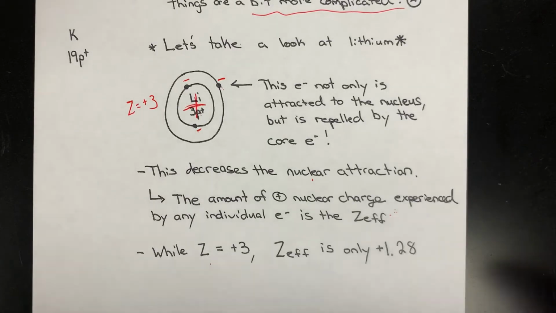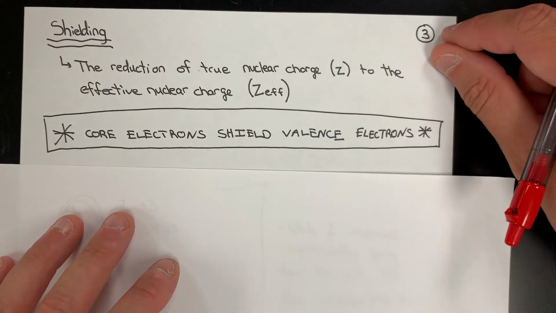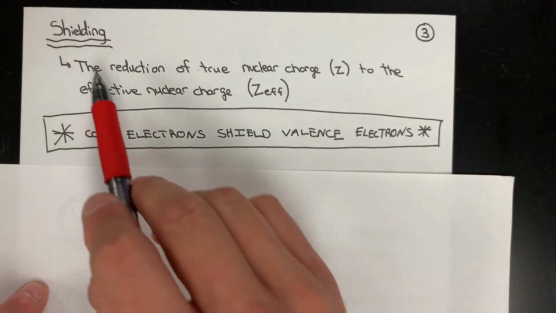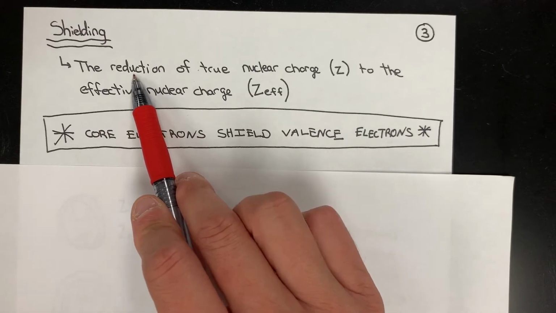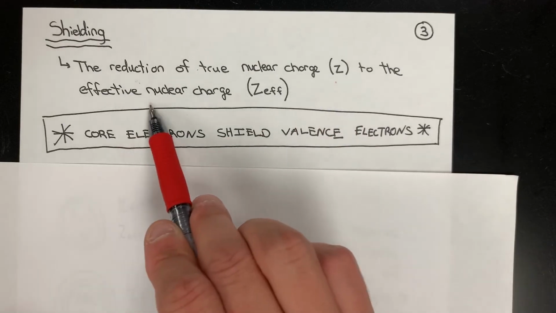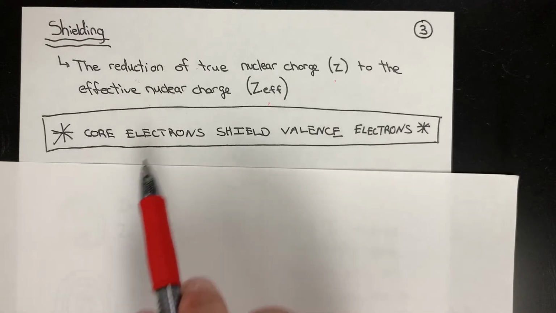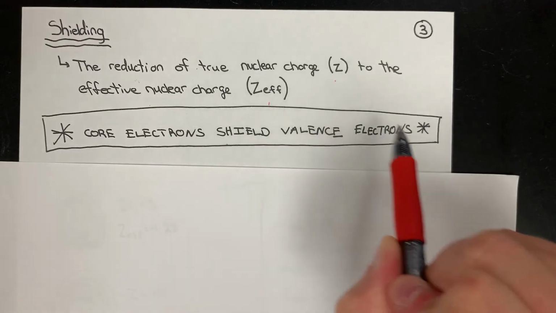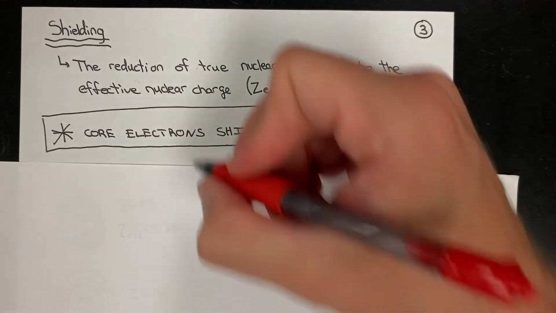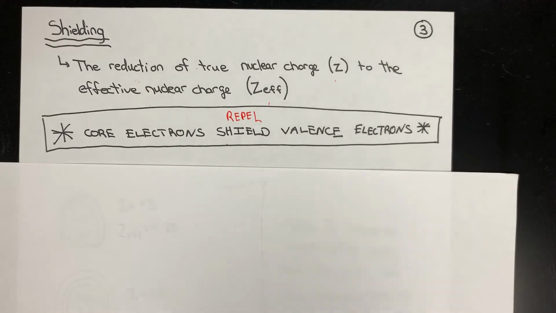So we can talk about this ability of core electrons to repel valence electrons as shielding, okay? That's the term that we attribute to this concept. Again, shielding is the name we're going to use for this reduction of the true nuclear charge, represented by Z, to the effective nuclear charge. And this is the definition for shielding in a nutshell: core electrons shield valence electrons. These core electrons literally, if we want to think of it as repelling, they repel the valence electrons, okay?